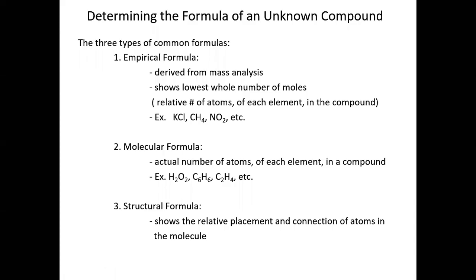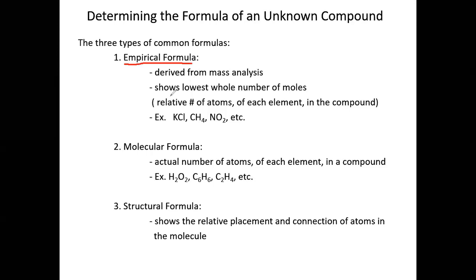So when we want to know about a compound, there are three different types of formulas we can have for a chemical compound. One type is referred to as the empirical formula. An empirical formula is usually derived from some type of mass analysis. You have a compound, and a particular instrument determines the amount of each type of element in the formula. And then you can determine the formula of that compound.